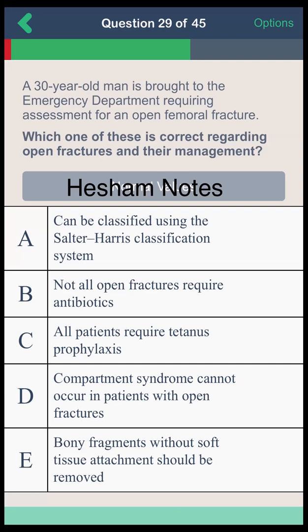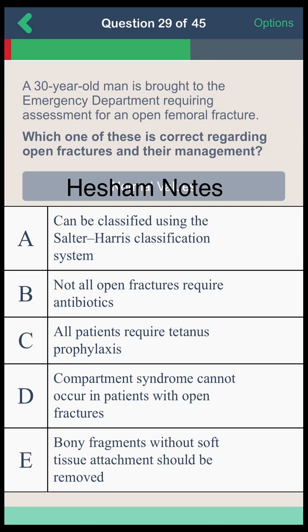Okay, the first one, Salter-Harris, is for growth plate fracture classification, and Gustilo is for open fracture classification. In open fracture, there is risk of infection, so B is not right because we need antibiotics. But C is right, tetanus prophylaxis for patients. But I can't see the last option. For all patients, you will give tetanus prophylaxis? No, because I didn't see the last one. Yes, now it's apparent.